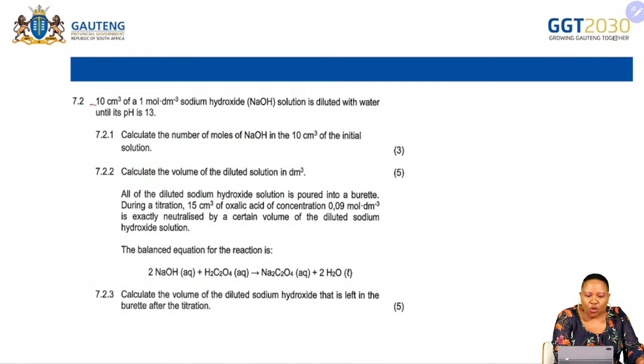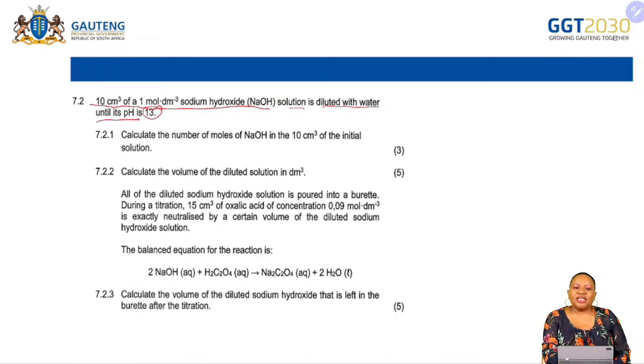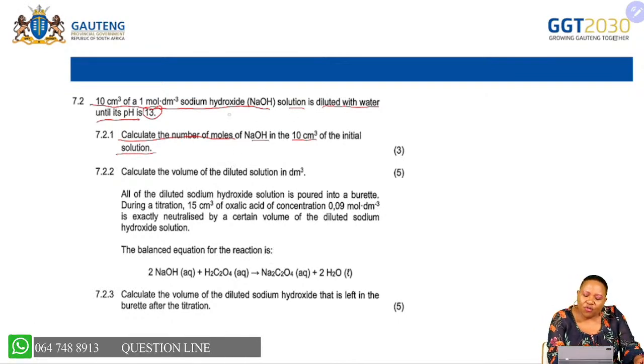Then, 10 cubic centimeters of 1 mole per cubic decimeter sodium hydroxide solution is diluted with water until pH 13 is reached. Calculate the number of moles of sodium hydroxide in the 10 cubic centimeters initially in the solution. So we just want to know how many moles are there in 10 cubic centimeters of sodium hydroxide solution. We are given the concentration, we are given the volume, and we want the number of moles.